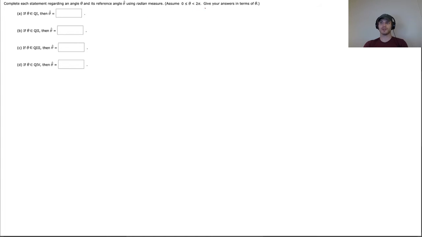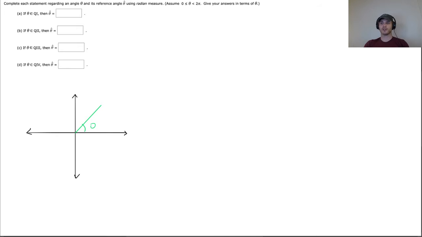We should assume that theta is between 0 and 2 pi, and then give our answer in terms of theta. So if theta is in quadrant 1, then theta hat, which is its reference angle, should also be in quadrant 1. To get an idea of this, we can look at a set of axes here. So let's make an array of our angle theta. Theta is in the first quadrant. We don't know where in the first quadrant it is, but that's it right there.